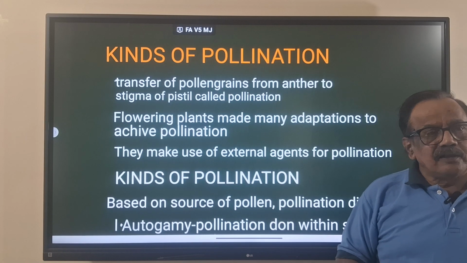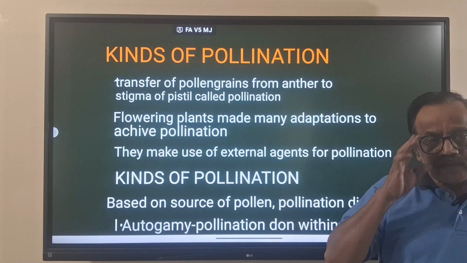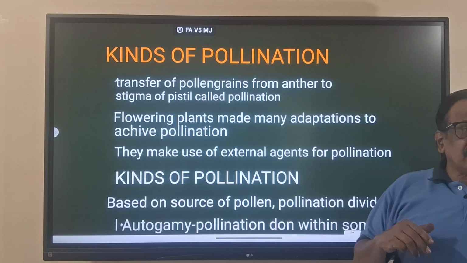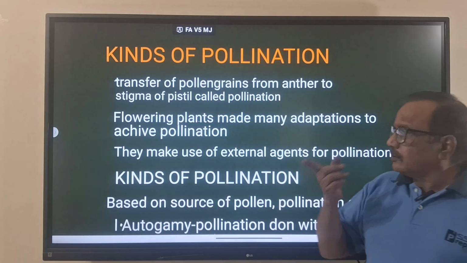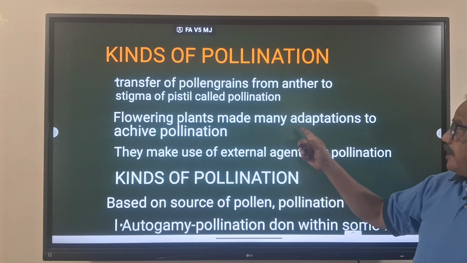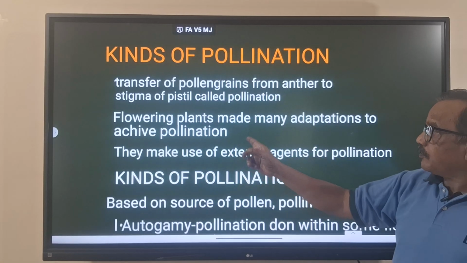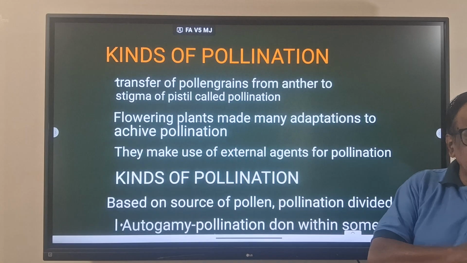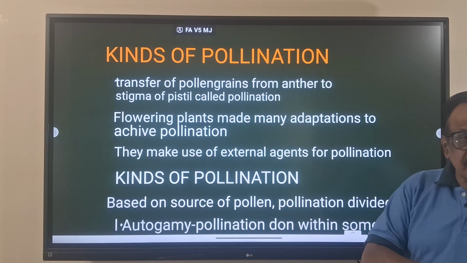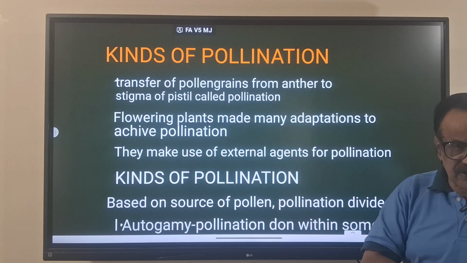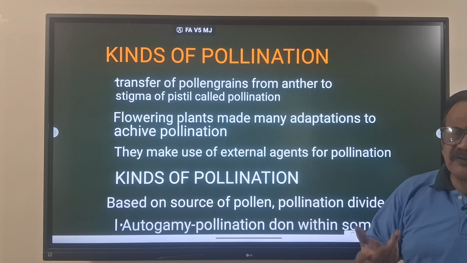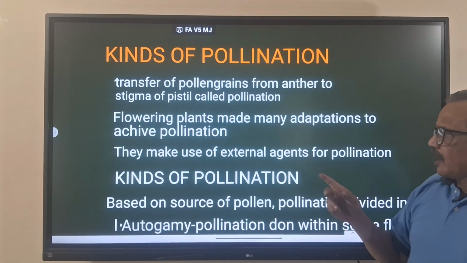How these adaptations are made, I discussed in the first video, the introduction to sexual reproduction in flowering plants. You see that one. So flowering plants made many adaptations to achieve this pollination. Pollination means transfer of the pollen grain from the anther to the stigma. For this purpose, they made so many adaptations. Calyx, corolla and all the parts are adapted from leaves only, that you see in the first video.